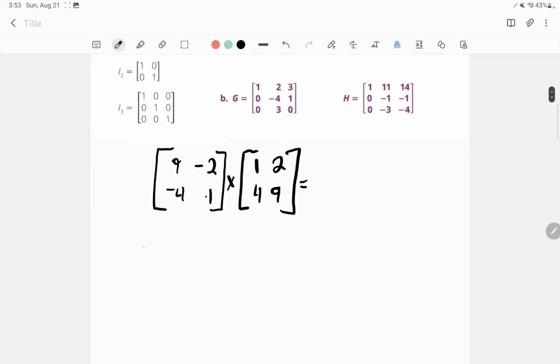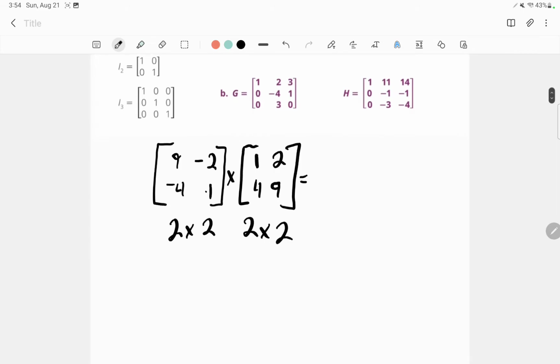Okay, so now you should be back. Now I'm going to do the dimensions for both of them. So I know this is 2 by 2 and 2 by 2. So I'm going to look at the two inner numbers. If they're the same, then that means I can multiply. Are they the same? Yes. So I know that I can multiply. Also, I can tell what my answer is going to look like.